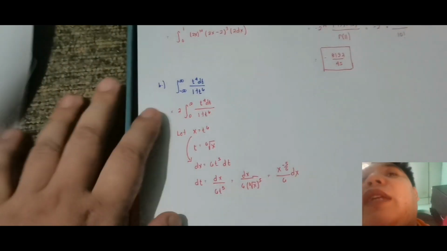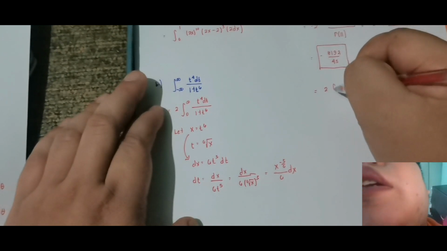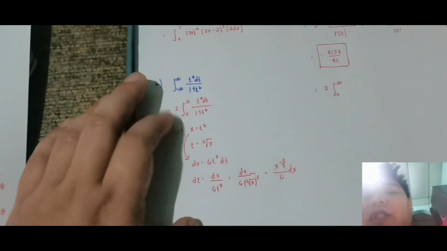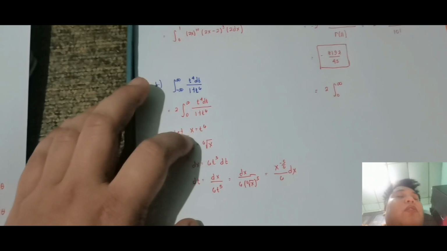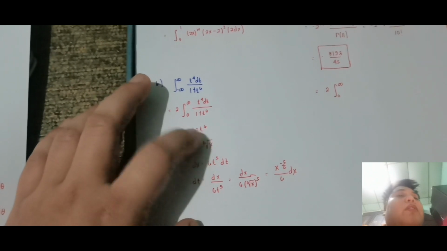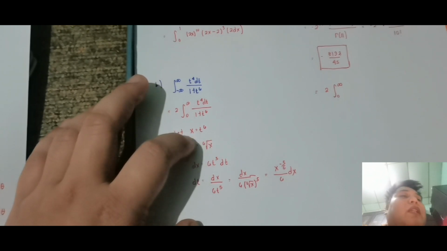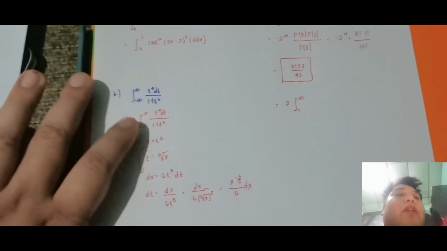So again, proceed tayo dito. This is just 2 integral from 0 up to infinity. So wala naman magbabago kasi kung 0 yung t, 0 din dapat yung x. Kung infinity yung t, infinity rin dapat yung x. Parang parehas sila mag-infinity. So talagang hindi magbabago yung lower and upper boundary natin.